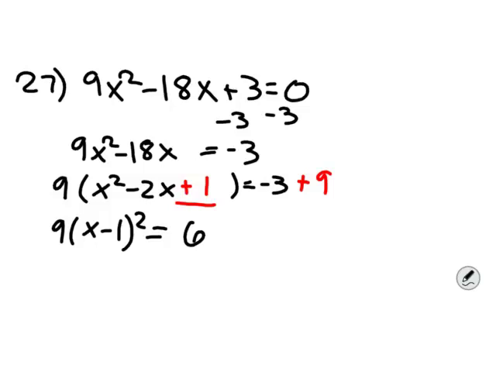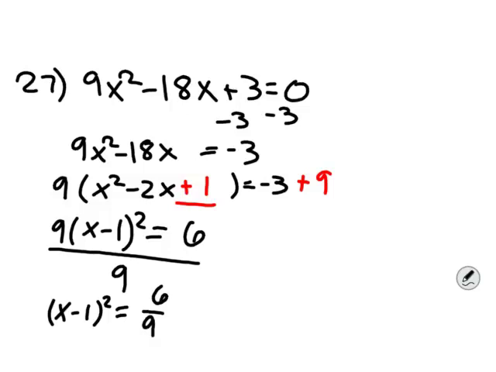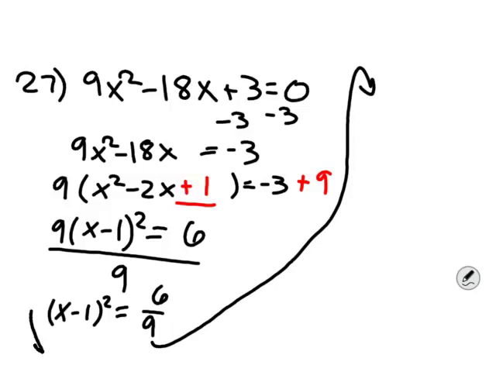Now I need to divide both sides by 9. And since I know we're going to be taking the square root, because we obviously have a square there, I'm not going to simplify that fraction of 6/9, just to make it easier to take the square root of 9 in our denominator. So we have x minus 1 equals plus or minus radical 6 all over 3.